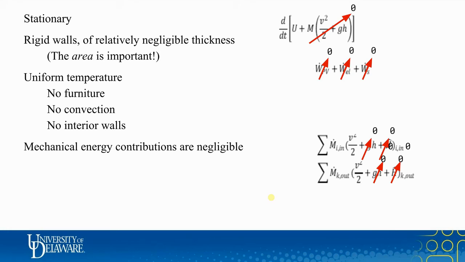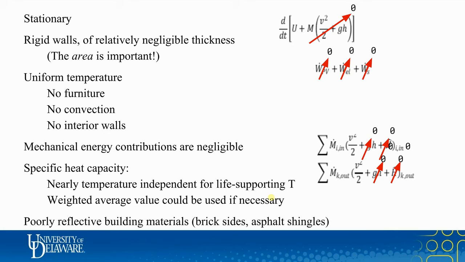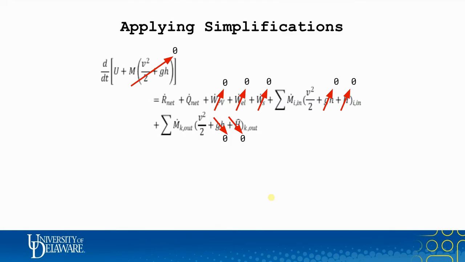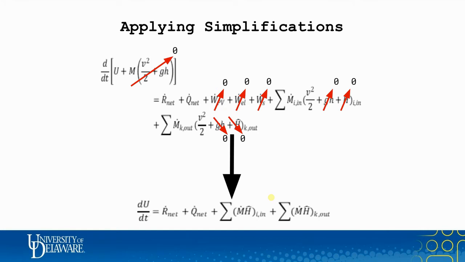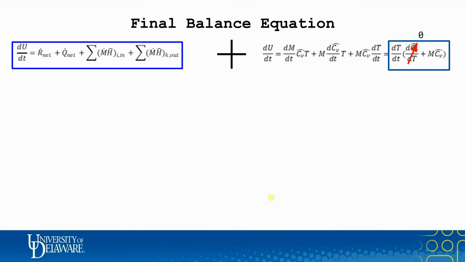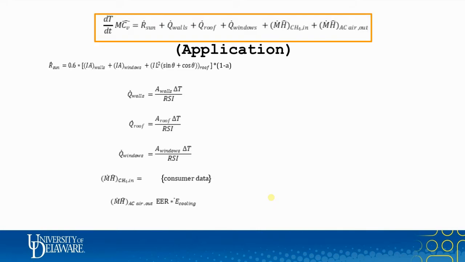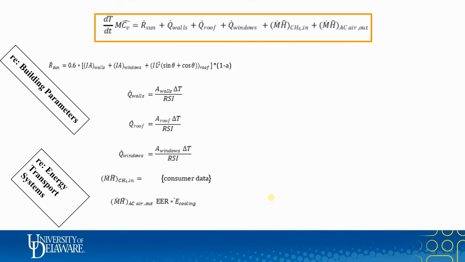We neglect the mechanical energy contributions, and we also consider the heat capacities to be ideal. Lastly, we take the building materials to have low albedo, or low reflectivity of incoming radiation. Applying these, crossing things out, we get this balance, and combining this with the understandings that we get from the expansion of internal energy, we obtain the following balance expanded with these terms describing the house. These terms are 6 in number, with 4 relating to building parameters and 2 relating to energy transport systems, which is to say heating and cooling.